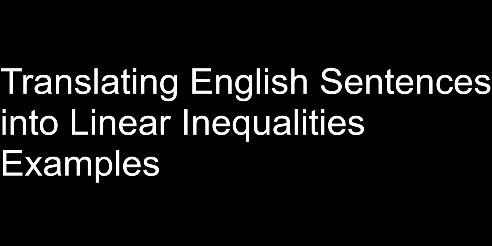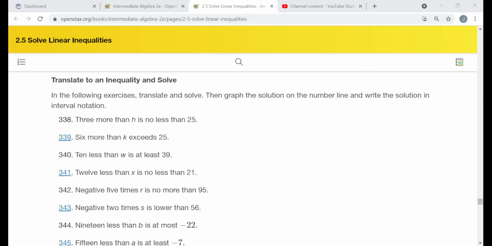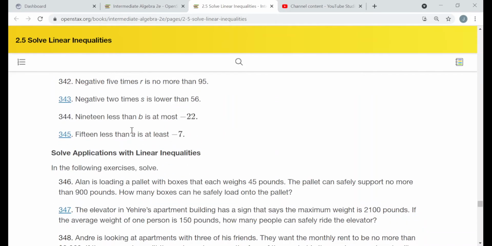Now where I'm pulling these exercises from is from the website openstax.org, from their Intermediate Algebra 2nd edition text. And this is from the exercises in section 2.5 on solving linear inequalities. And I'm working on problems 338 through 345.